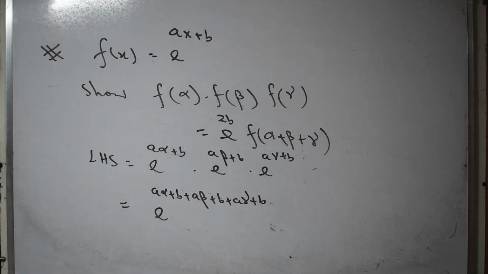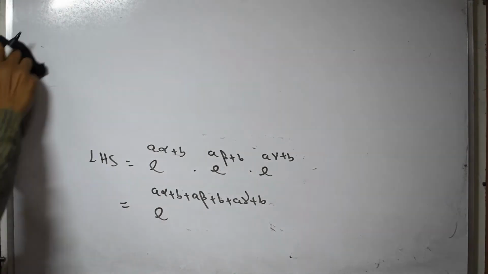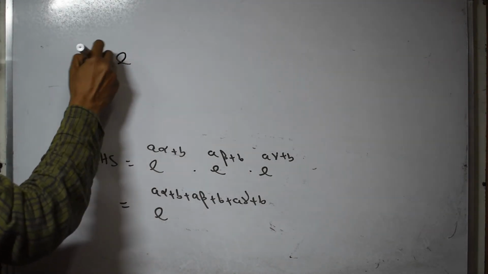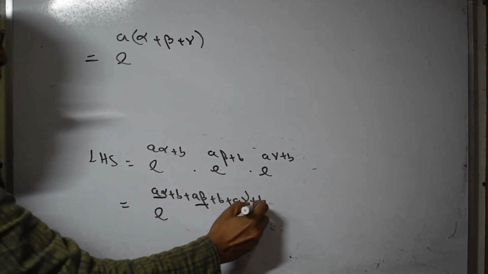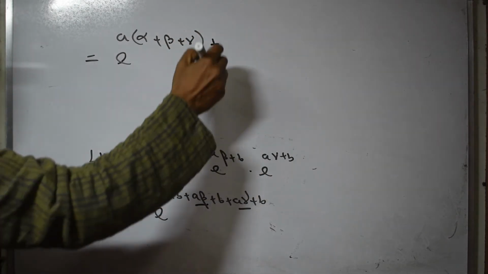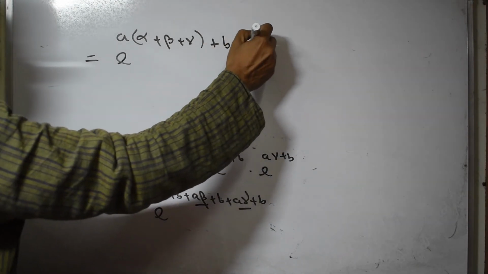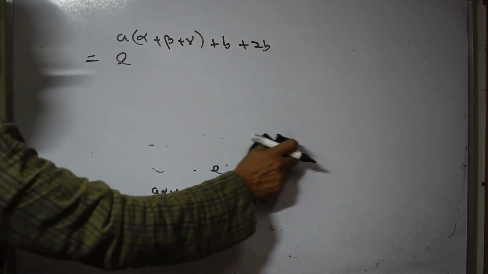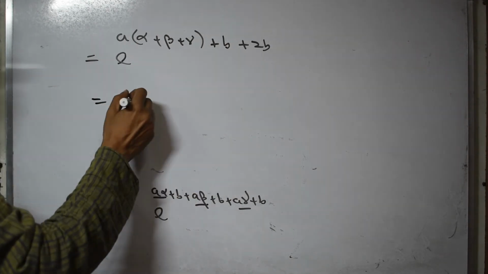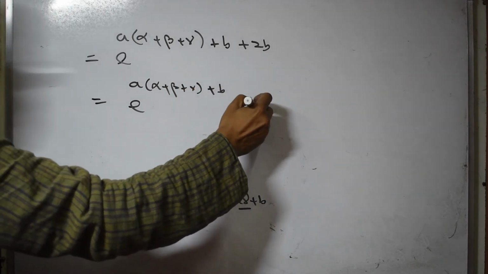Now if we look at the final expression closely, it will be e to the power a alpha plus beta plus gamma, because a alpha, a beta, a gamma. Now 3 times b: b plus b plus b. So if I write b and then 2b, why? If I write this, then we can separate the base as e to the power 2b separated, and we are writing like this.